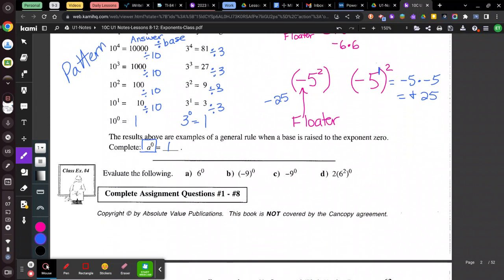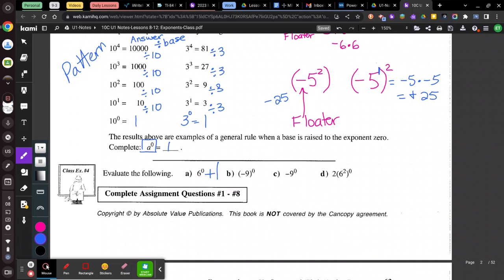All right, we need to evaluate the following, which means just solve it. And if you're not sure, go to your calculator and type it in, because if you type it in exactly as you see it with the brackets, it's going to tell you whether it's a positive or negative answer. Exponent 0 tends to be positive, so watch for your floaters. This guy, there's no negatives. He's got to be a positive 1. There are no negatives. He has to be positive.